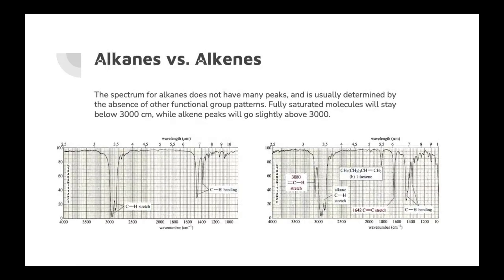We'll look at a graph of alkanes versus alkenes. Here you can kind of see the peak below 3000 for the one on the left. That's typical of a fully saturated molecule, whereas the one on the right has a double bond in it, and so you have a little bit that goes above 3000. It's at 3080 over here.